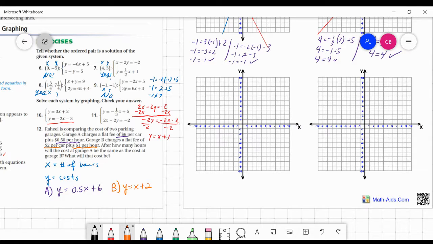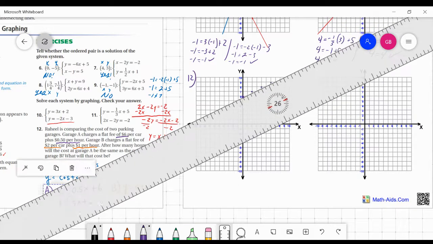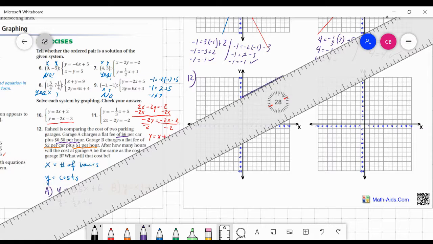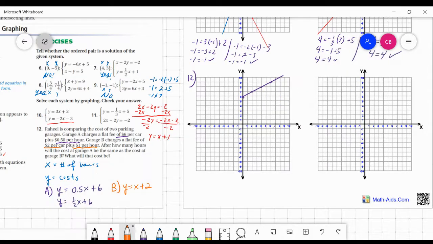Okay, so now I can graph it. Now for the slope, instead of the decimal 0.5, it would be easier if it was a fraction. So 0.5 as a fraction would be 1/2. So 1/2 x plus 6. Okay, so graph number 12 here. The y-intercept is 6, so up 1 over 2, up 1 over 2, up 1 over 2. Okay, that's for garage A. For garage B, the y-intercept is 2, up 1 over 1, up 1 over 1, like that.